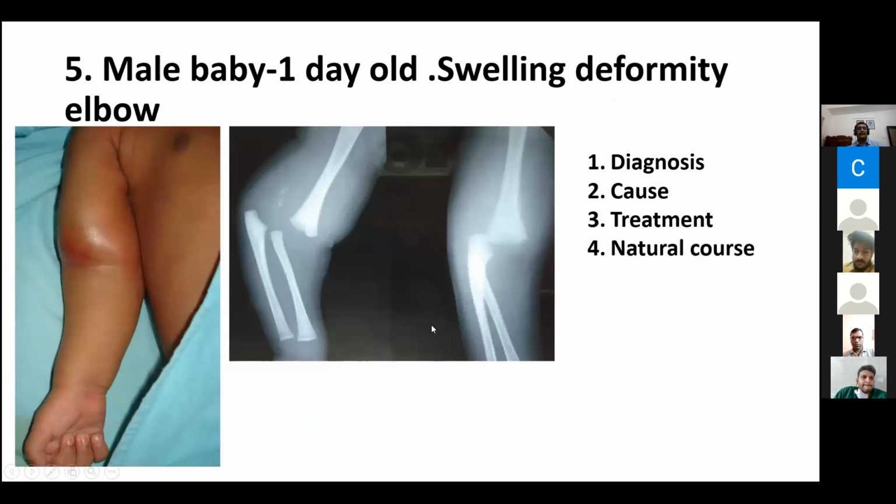Okay. Now, male baby, 1 day old, swelling, deformity of the elbow. Now, all these points are important. Male baby, 1 day old, swelling, deformity of the elbow. Diagnosis, cause, treatment, natural course. Who's going to answer? Now, let's see somebody who has not answered.